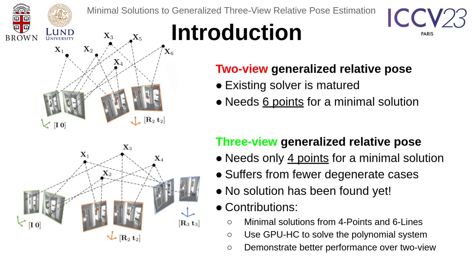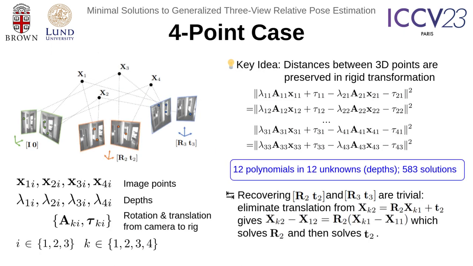Our contributions thus include proposing 2 minimal solutions to the generalized three-view relative pose problem using 4 points and 6 lines, using the state-of-the-art GPU-HC to solve the problem, and demonstrating its performance through extensive experiments. Our goal is to estimate the relative poses between generalized view 1 to 2 and 1 to 3.